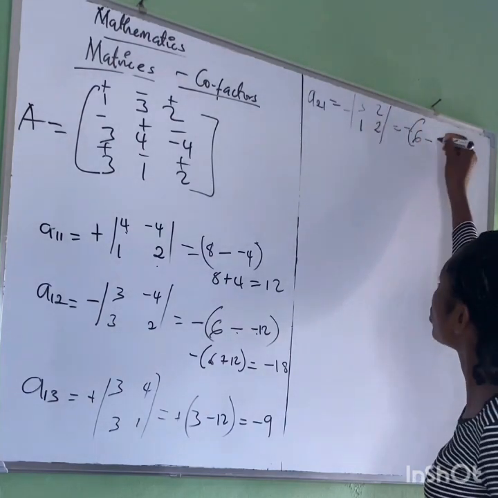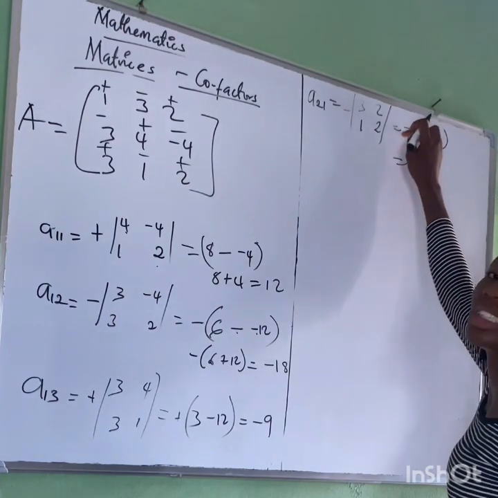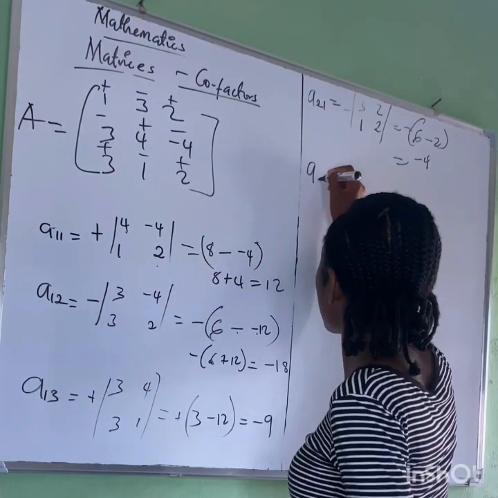2 times 1 is 2, so minus 2. That will be giving us 6 minus 2 is 4, but our minus is outside, so we are having minus 4. Now for our next one, we have A21.